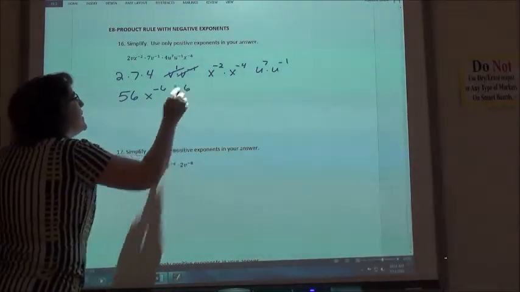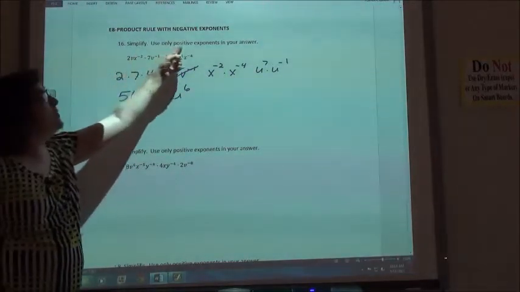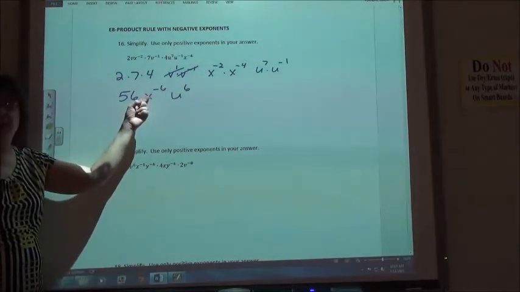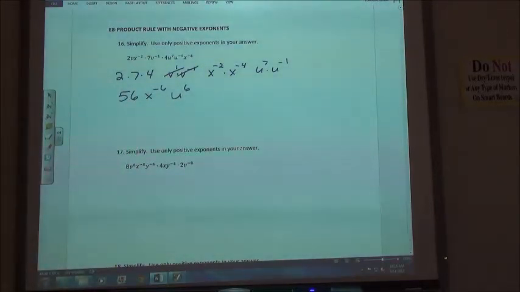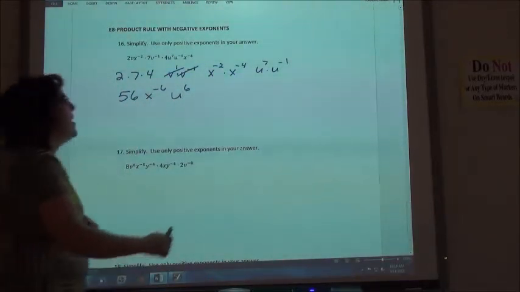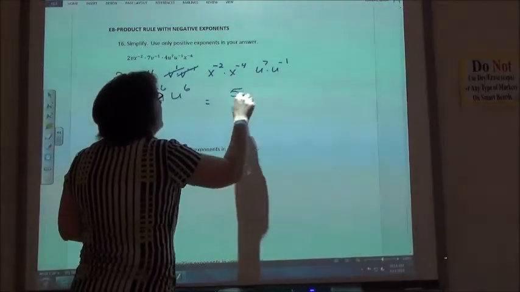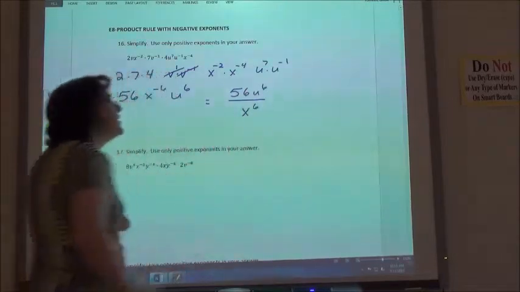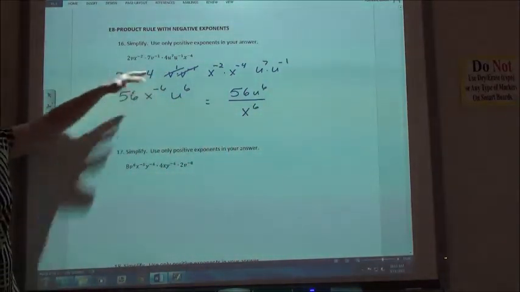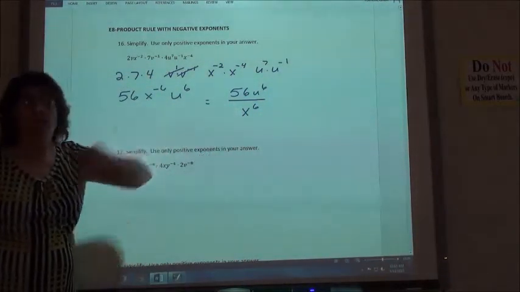Now we want to write our answers using only positive exponents. We have a negative exponent, so what do we have to do with that x to the negative 6? Bring it to the bottom. It's going to go down to the bottom to make that exponent positive. So I get 56u to the 6th over x to the 6th. When I do that reciprocal, it flips it down to the bottom of my fraction.